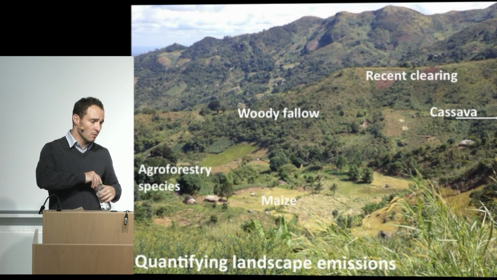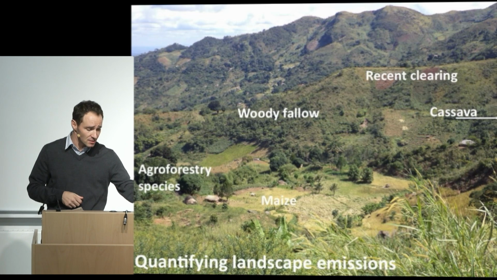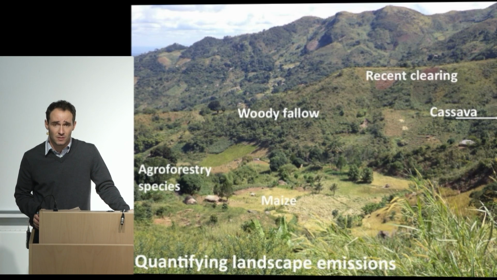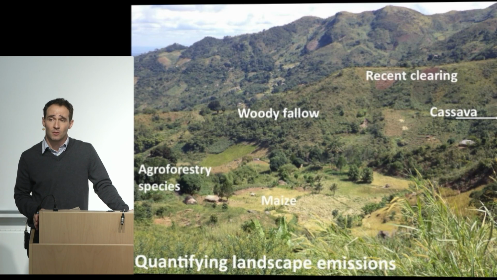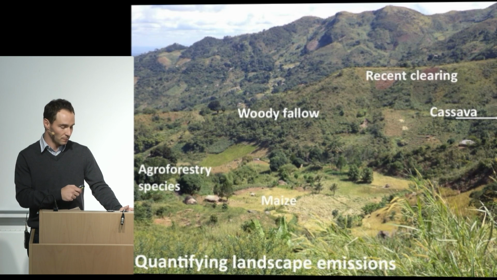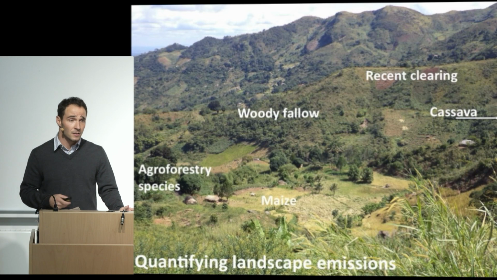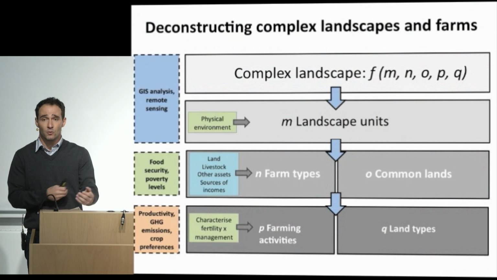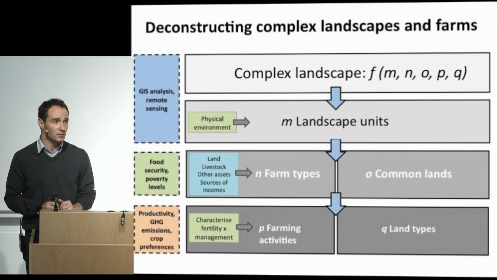And I'll start with the landscape emissions. And so this is a typical complex landscape that you see. This is the Eastern Arc Mountains of Tanzania. And what you see is essentially that the landscape is often in transition. There are recently cleared areas. There's a lot of staple grains. There's some agroforestry species, and there's some subsistence farming as well. And so how do you begin to think about deconstructing this complex landscape and farms into an actual unit that you can measure and quantify?